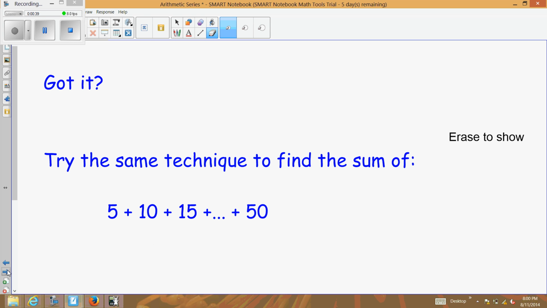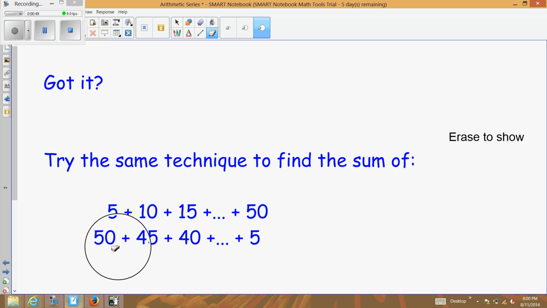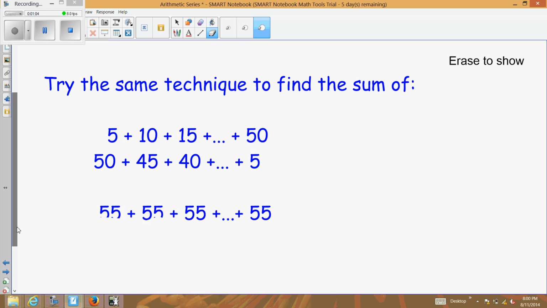But what is going on here is we're going to use the same technique to find the sum of 5, 10, 15, all the way up to 50. So what I'm doing is he worked backwards. So he added backwards the 50, and the next one, because it's going up by 5, would be 45, 40, all the way up to 5. And when you add those up together, you get 55, 55, 55, 55, all the way, right?